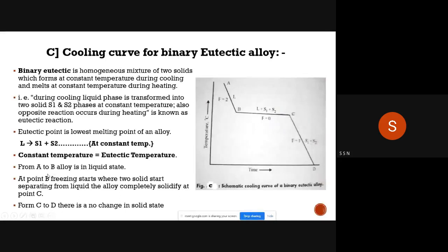Now from A to B, again one liquid phase is there. From B to C, how many phases are there? 3 phases will be there: 2 solid phases and 1 liquid phase. From C to D point, how many phases? 2 phases will be there, for 2 different solids. So remember this change.